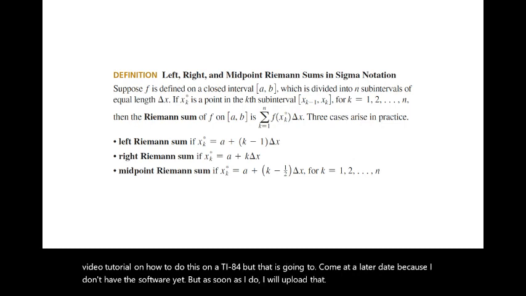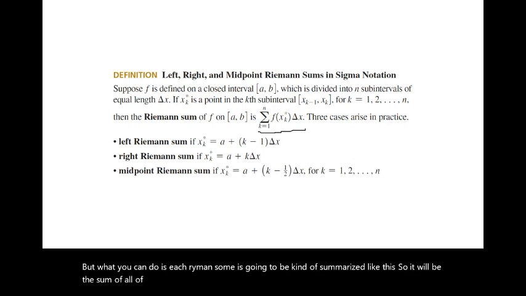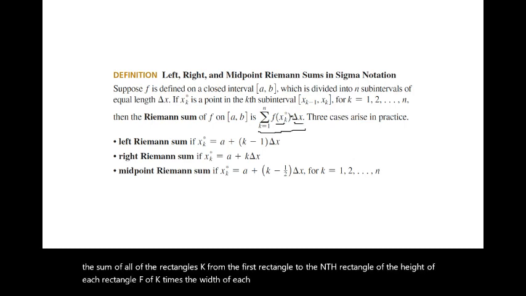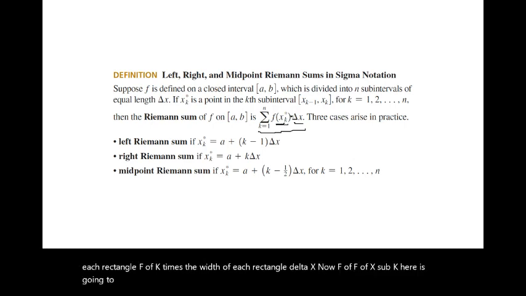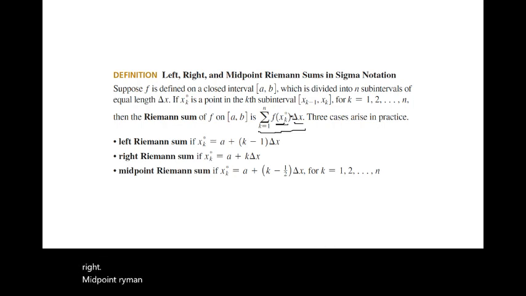But what you can do is each Riemann sum is going to be kind of summarized like this. So it will be the sum of all of the rectangles, k from the first rectangle to the nth rectangle, of the height of each rectangle, f of x sub k, times the width of each rectangle, delta x. Now f of x sub k here is going to be different depending on if you have a left, right, or midpoint Riemann sum, because as you notice, the height of each rectangle differs depending on if you have a left, right, or midpoint Riemann sum. But the overall sum is going to be about the same.